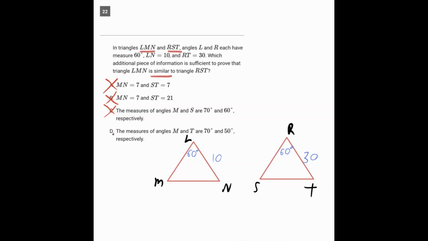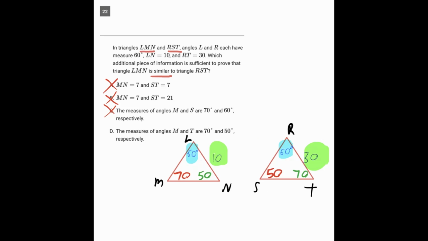Coming over to answer choice D, if M is 70 and T is 50, then we can figure out, well, what else do we need to make the triangles 180? 70 plus 60 is 130, so we need 50 more to make it 180. 60 and 50 is 110, so we need 70 more to make it 180. So when we first set this up, we had the 1:3 ratio here with the matching angles here. So it looked like the triangles were going to be matching in this exact order. But when you look at the angles, they're actually not matching.